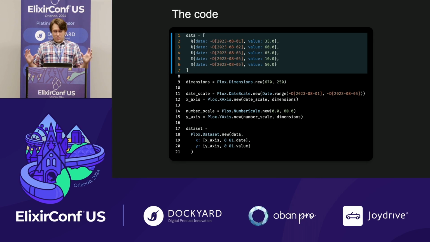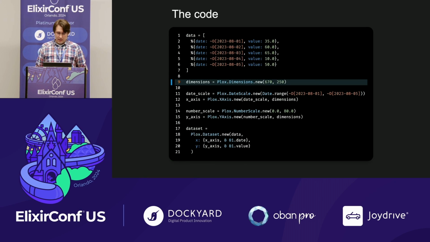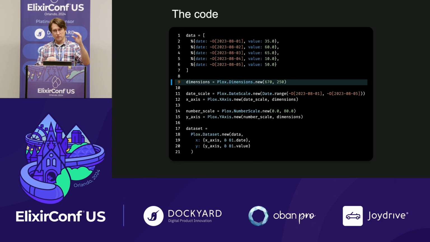So we start at the top with our raw data. This came from a database or an external service or wherever. It's just a simple list of maps where each map has a date and a value. Nice and simple. Here we decide on the dimensions of our plotting area. In this case, we've chosen 670 by 250 pixels. There's also some built-in default padding and margins that are customizable. The margins are where you normally would render axis labels.